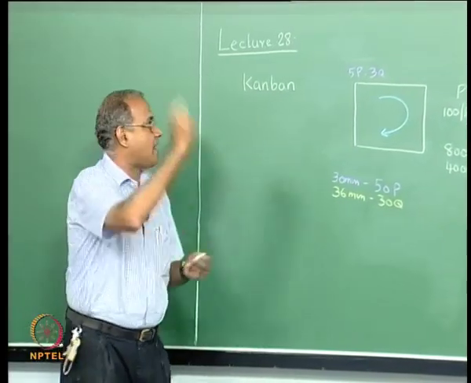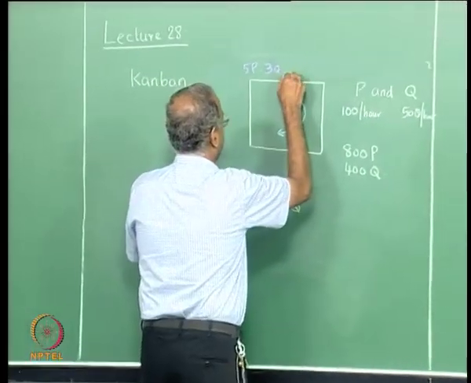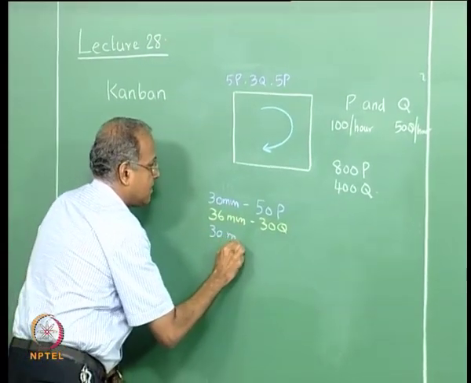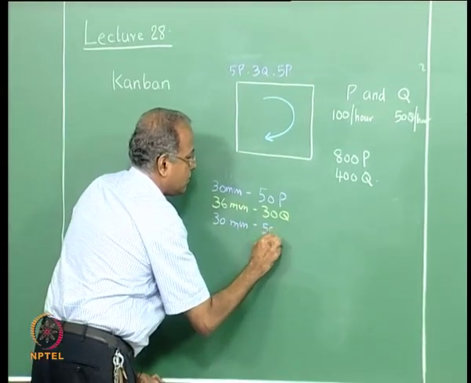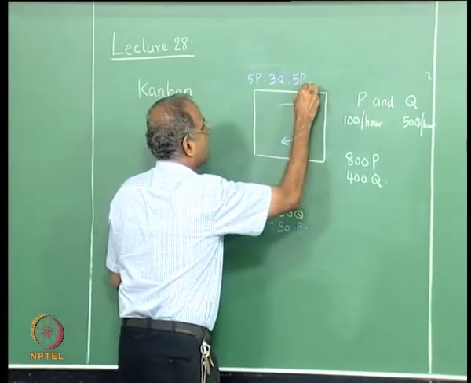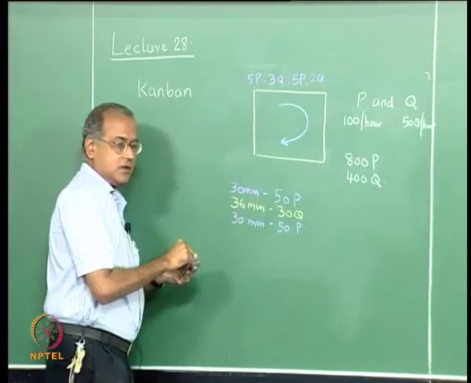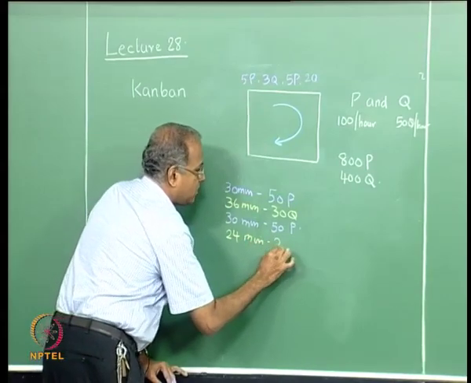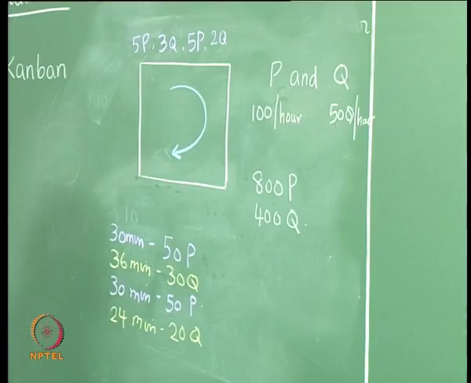So, again I come back and I release 5 P. Another 30 minutes I do 50 of P. Now, I go back and release 2 of Q, so that in another 24 minutes I do 20 of Q. So, in 2 hours I can do 100 of P and 50 of Q.